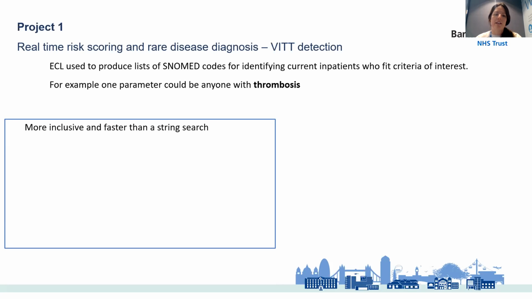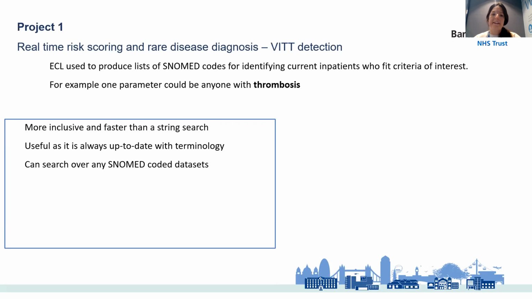We found that ECL is more inclusive and faster than doing a classical string search on thrombosis. It's really useful as it's always up to date with the latest terminology. For example, over the last few years, new concepts have been added to the SNOMED terminology because there have been new procedures, so new vaccinations that we needed to document, and new conditions such as VITT. When we first started the study, there wasn't a SNOMED code for this. So using ECL, once it became a code, it would then be picked up.